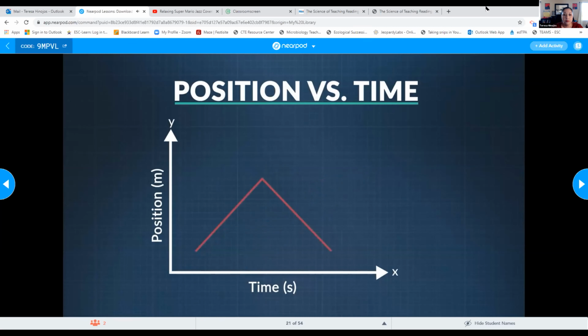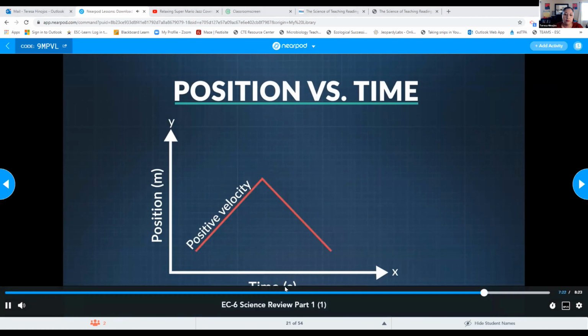We can also have graphs that look like this, with the line going up and down. This point indicates I'm moving in the positive direction away from my origin. This would be me moving at a constant velocity away from my origin in the positive direction. This point right here would indicate me turning around and moving at a constant velocity in the negative direction. It doesn't mean that I'm going any slower or faster. The negative slope just means that I'm moving back toward the origin in the negative direction.